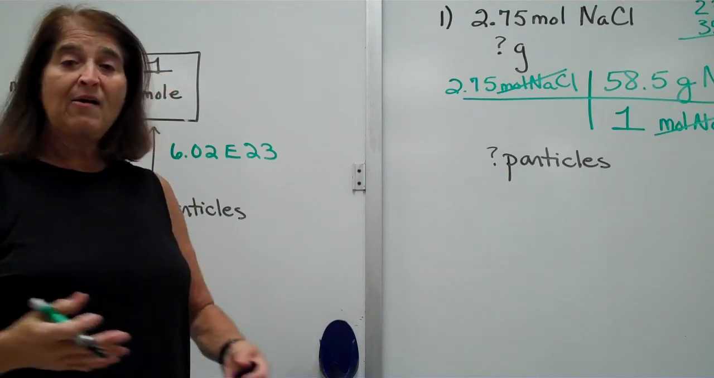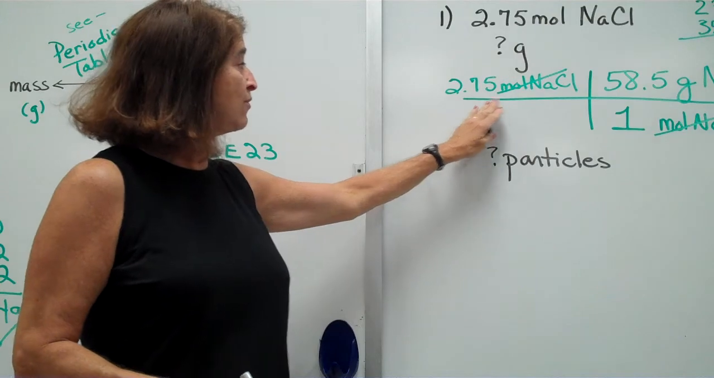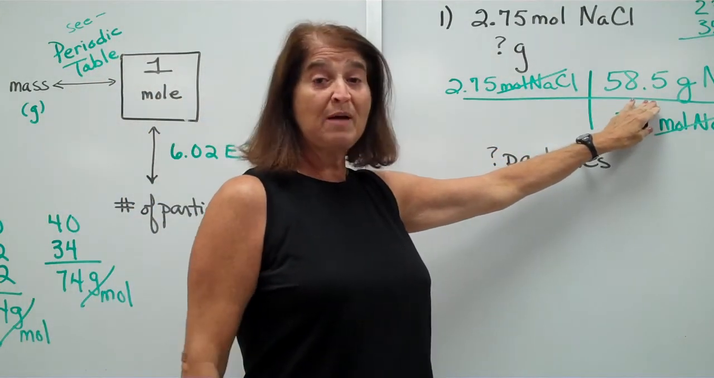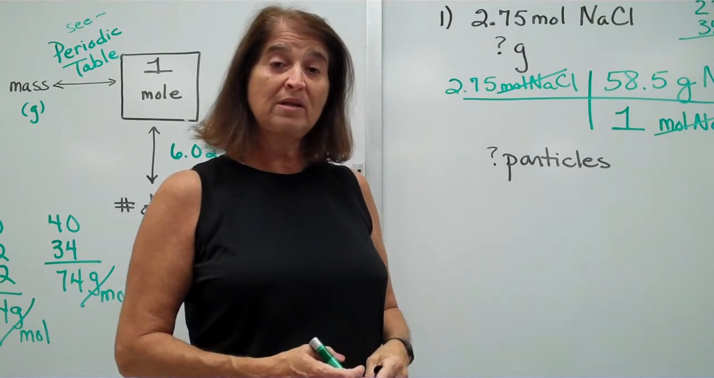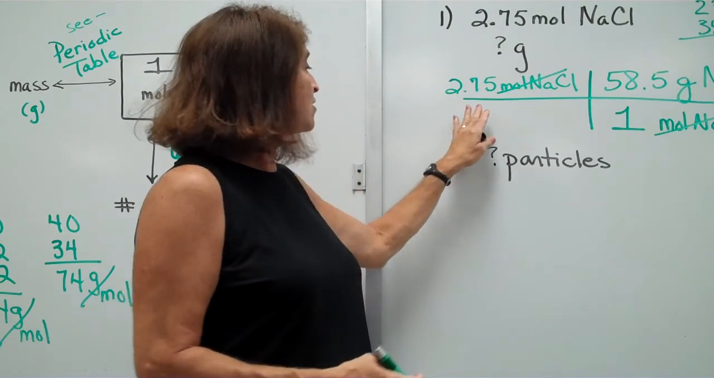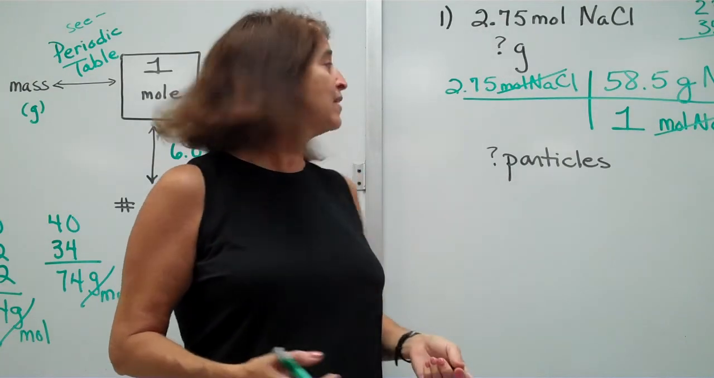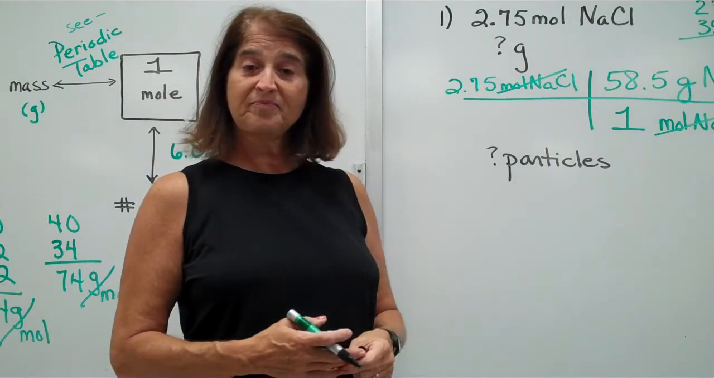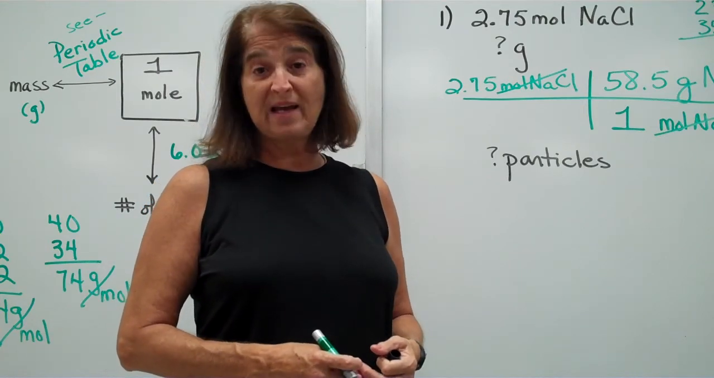So now I can see that if I simply take 2.75 and multiply it by 58.5 grams in 1 mole, that will tell me the total mass of 2.75 moles of NaCl. I would show 3 significant figures in my answer.